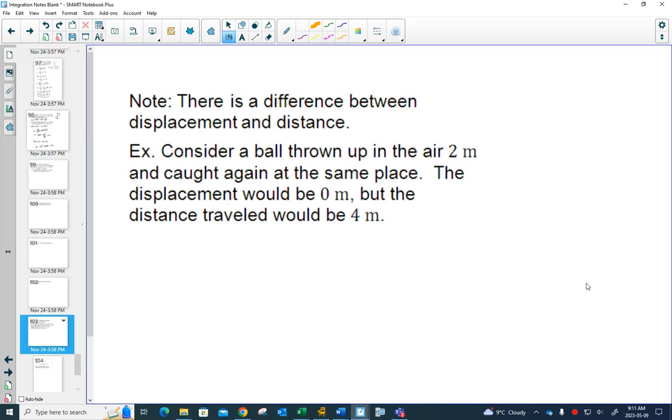We're going to look at today with our kinematics is the difference between displacement, which we've been doing lots already, that's our formula S, and distance. A really good example of the difference between displacement and distance: you throw something up in the air and you catch it at the same place. Its displacement is 0.